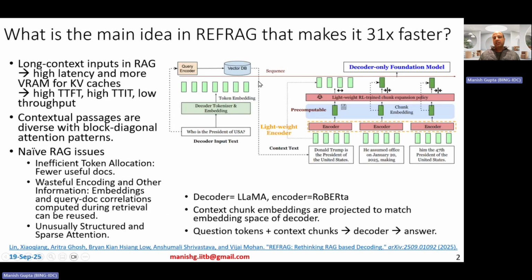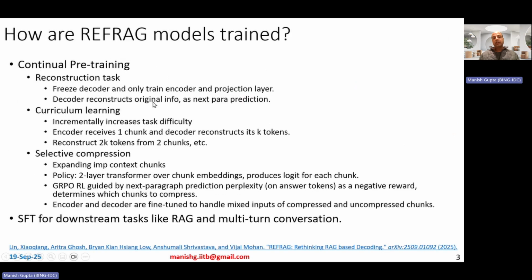You see, essentially you have the encoder here. You take the chunk, pass it through the encoder, and then you have a projection layer and then the decoder. You keep the decoder fixed, but you train the encoder and the projection layers such that the decoder reconstructs the original information in a shifted format. So basically next paragraph prediction. You take the first chunk, try to predict the second chunk, take the second chunk, predict the third chunk, and so on. Okay, that's that.